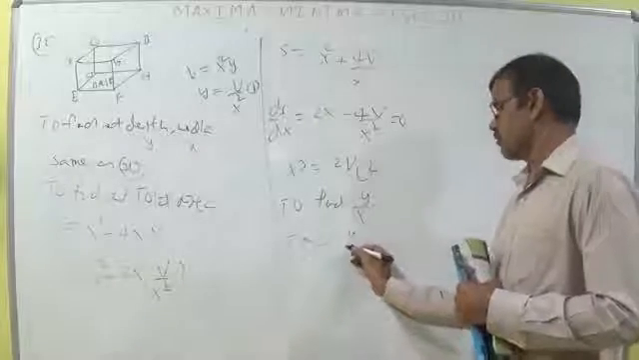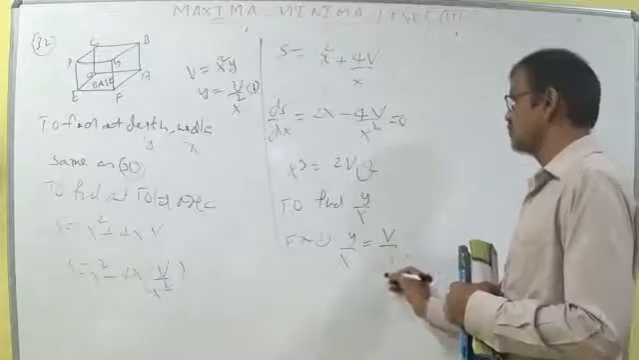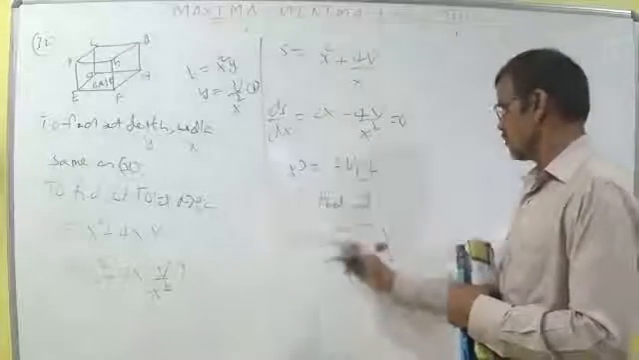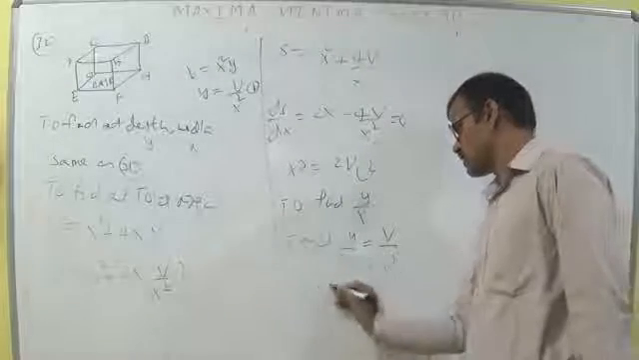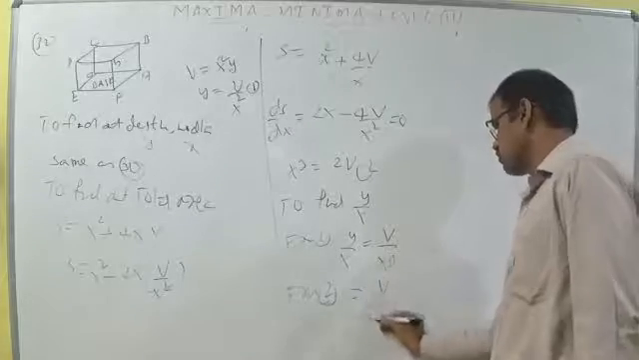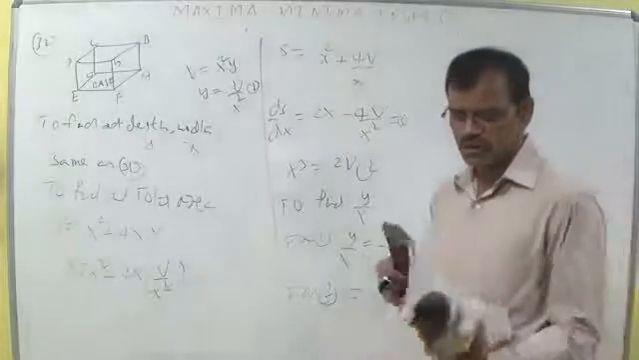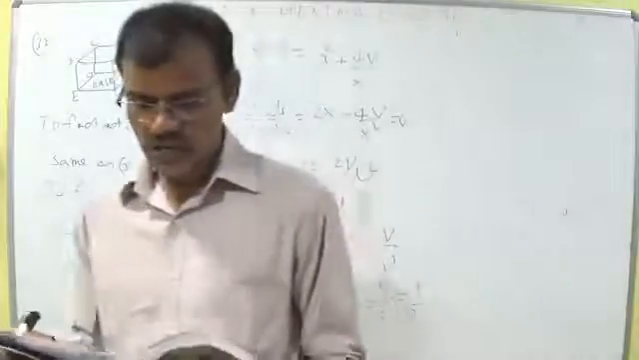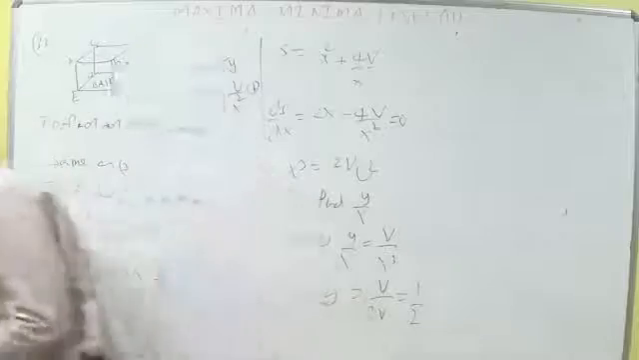From 1, y by x is equal to v by x cube. Using this one here, from 2 you write now. From the second equation, x cube became 2v. So v by 2v, the ratio is 1 by 2. 1 is to 2 is the second option here, 32nd question. Now let us discuss today 33rd question also.